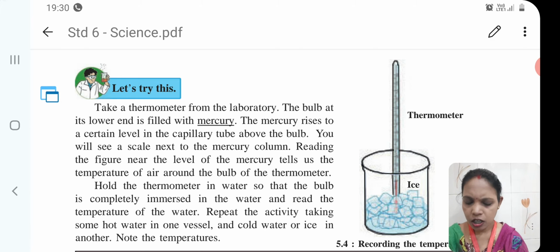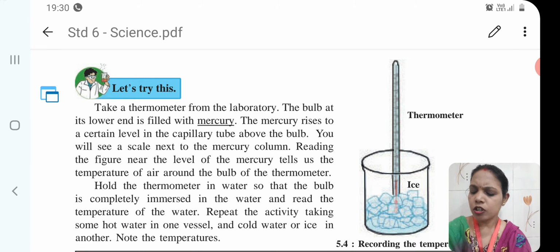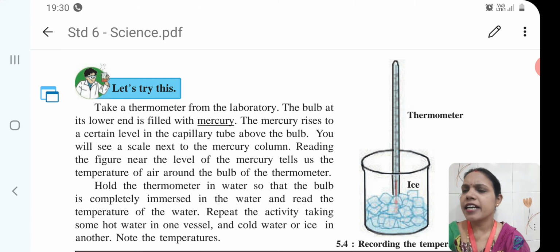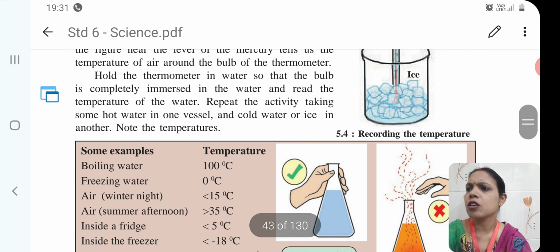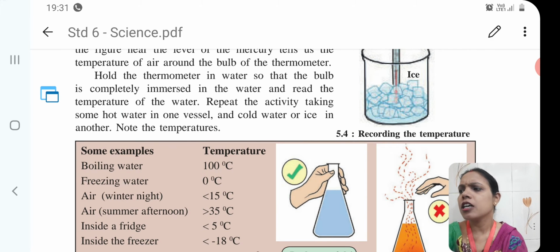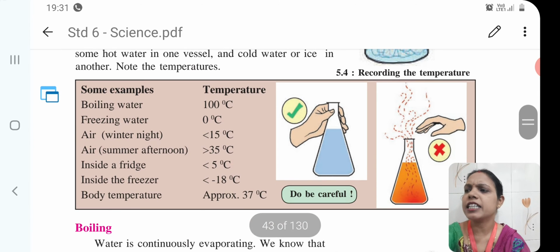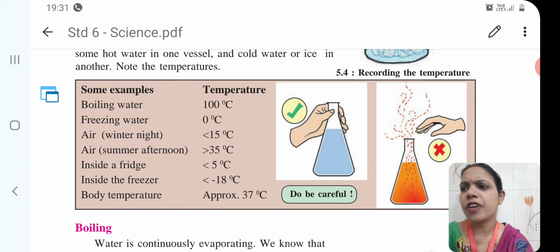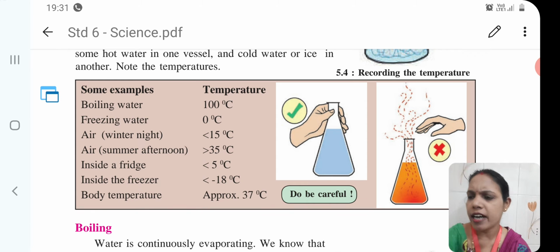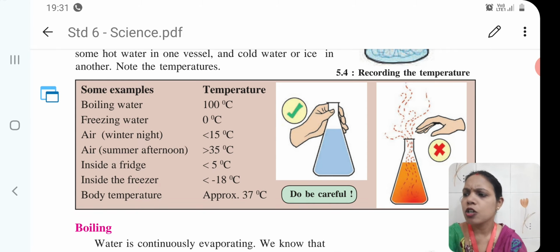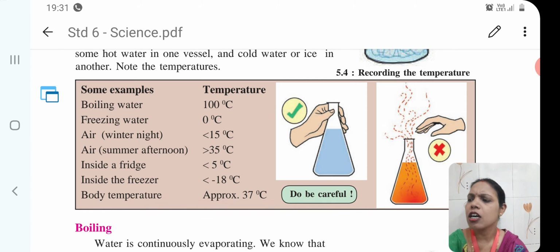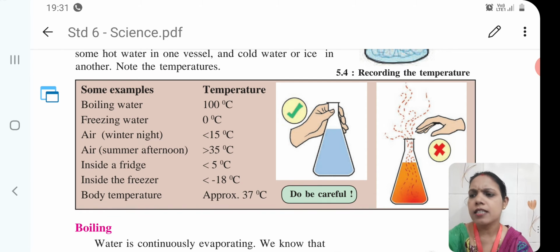Now here you can see both the images, where a conical flask is given on the right side of the page. Look at both the images on your right hand side. The image with a green tick mark is the right way to hold the conical flask, and the image with a red cross mark is the wrong way. So always be careful while holding the conical flask.